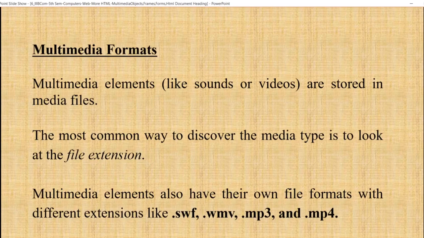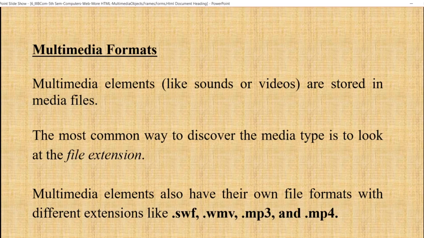Multimedia supports different types of formats. What are the formats that are used for adding audio files or video files? Multimedia elements like sounds and videos are stored in media files. The most common way to discover the media type is to look at the file extension. How do we identify the audio file and the video file with the file extension? If I save with .mp3, then it is an audio file. .swf is a video file extension. With these extensions, we can easily identify the audio files and video files.